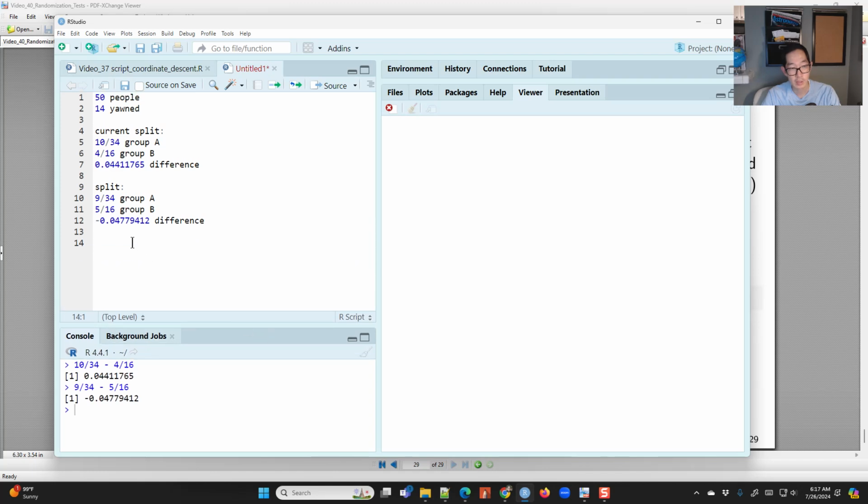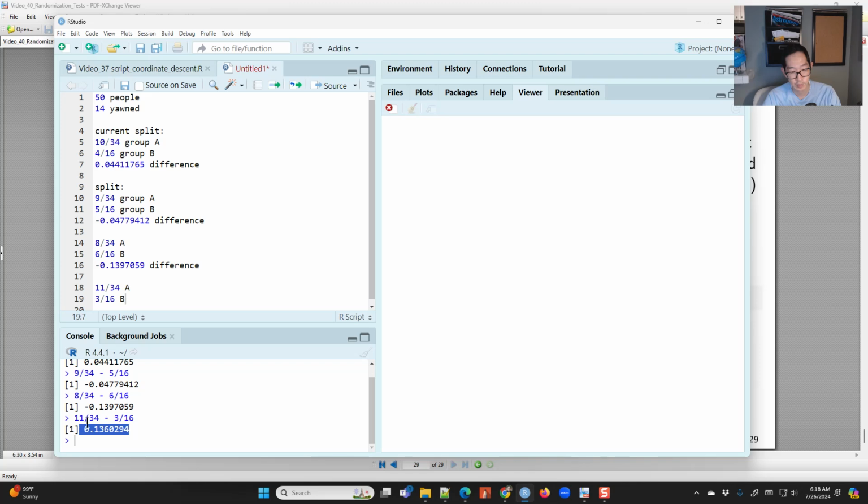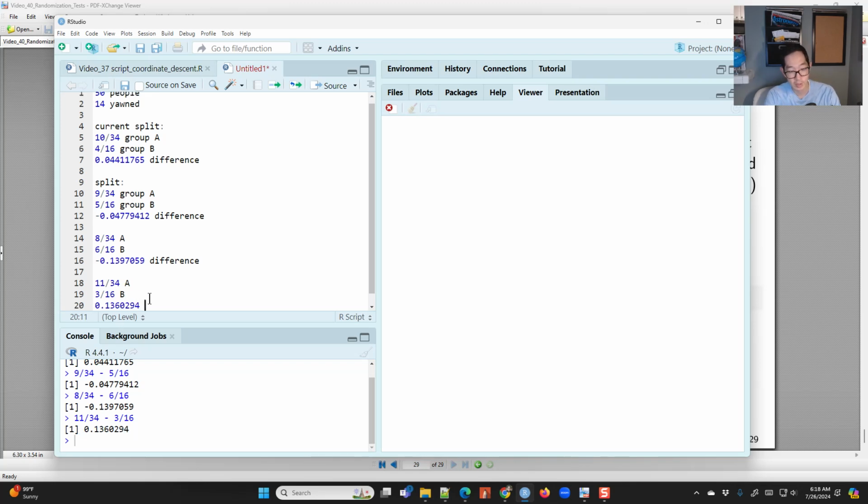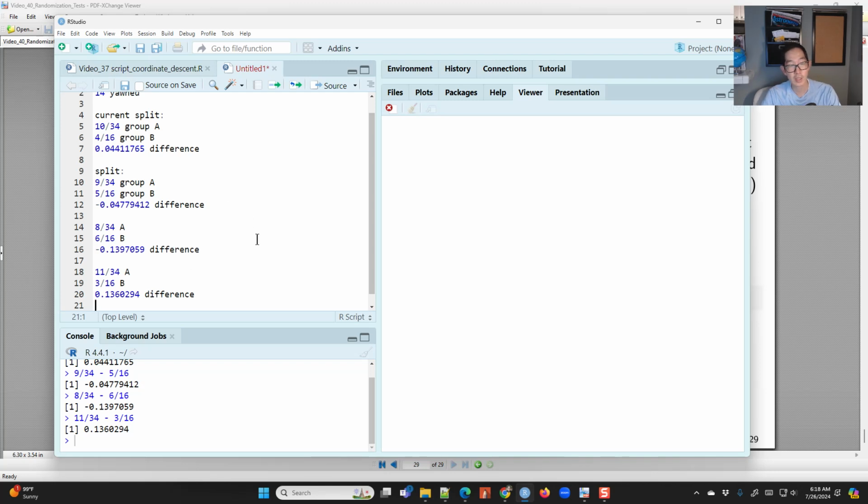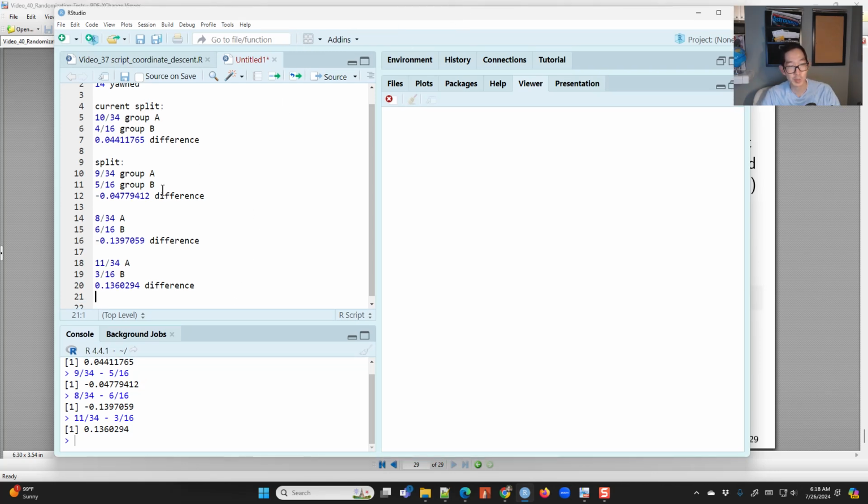If you do anything else, say like 8 out of 34 and 6 out of 16 for A and B, then what kind of difference do you get there? 8 out of 34 minus 6 out of 16, you get a negative difference there. Okay, what if you go the other way? 11 out of 34 for A and 3 out of 16 for B, okay? 11 out of 34 minus 3 out of 16, you get a difference of positive 0.0136 difference, okay?